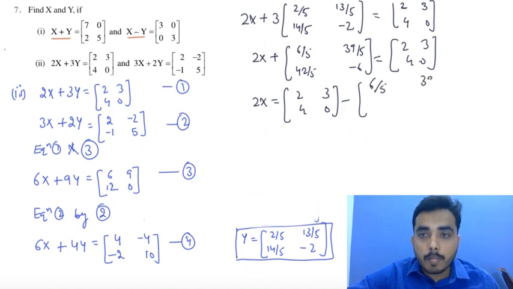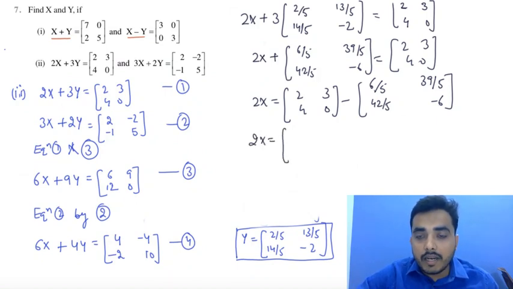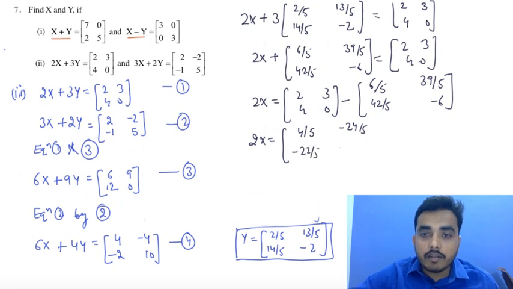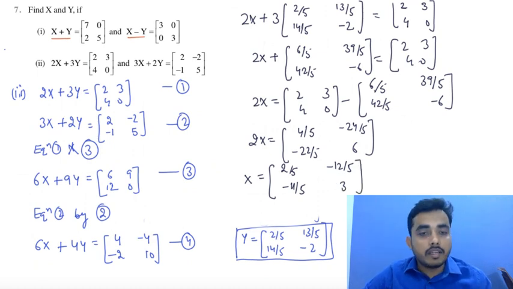So 2x equals, we have 2 minus 6 by 5 is 4 by 5, 3 minus 39 by 5, so this would be minus 24 by 5, 4 minus 42 by 5 is minus 22 by 5, and this is 0 plus 6, 6. Then we divide x by 2: this is 2 by 5, minus 12 by 5, minus 11 by 5, and this is 3. So we now have x and y. Okay, I hope, students, you all understood. If you still have any doubt in any question, please do comment in the comment section.